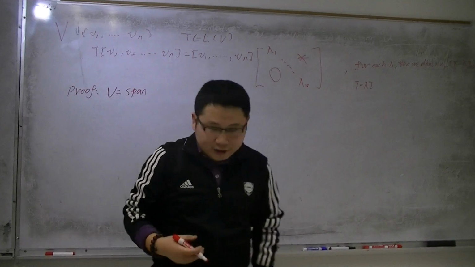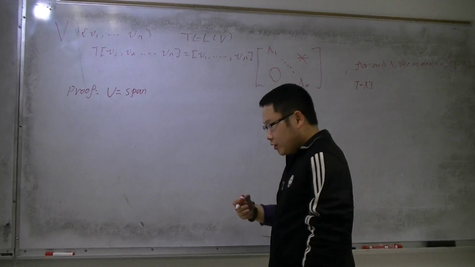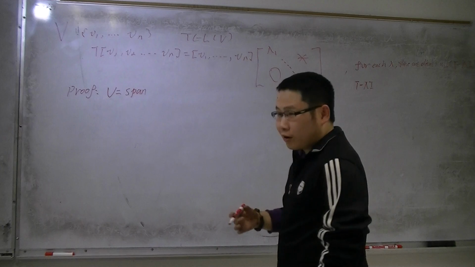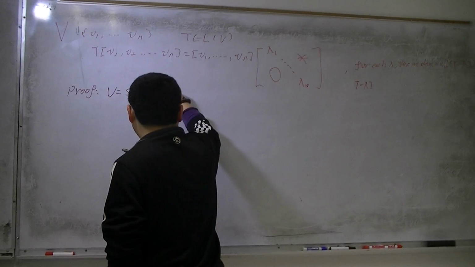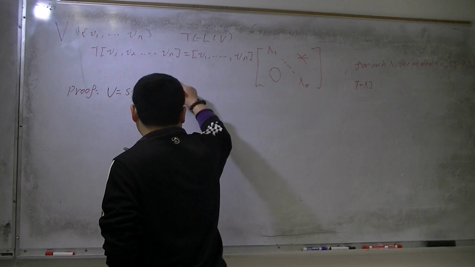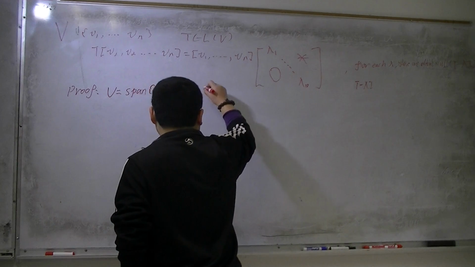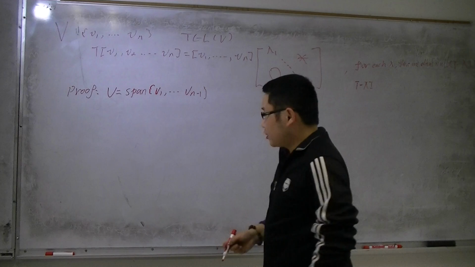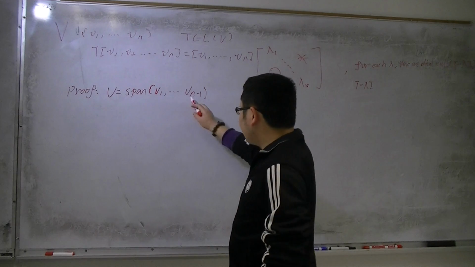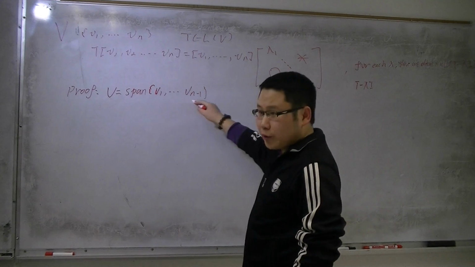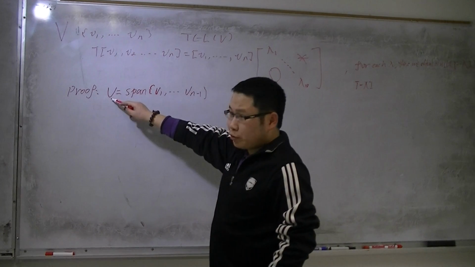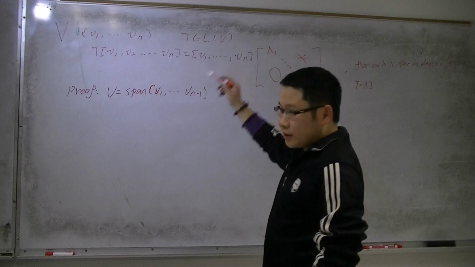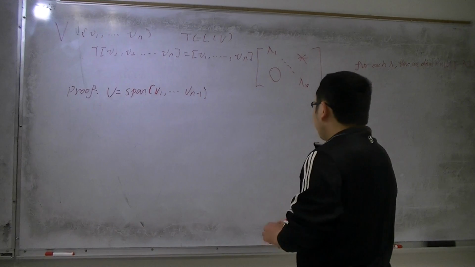Using the constructive method, I think, is hard. So first, I will define a space, spanned by v1 to v(n-1). It's a subspace of V, and I use U to denote the subspace.